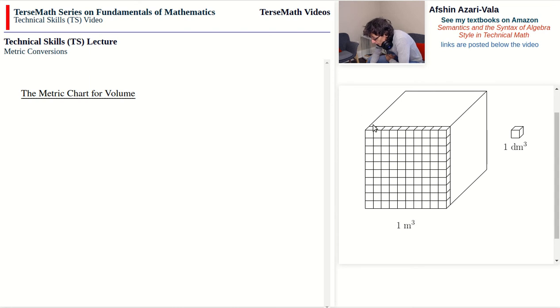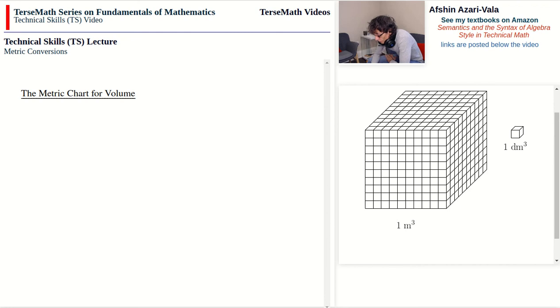And because depth-wise this is also 1 meter, we can divide it into 10 decimeters. Now each of these slices has 100 cubes in it. So there are 100 cubes here, and then there are 10 rows, and the total becomes 1,000. So 1,000 of these small cubes fit into the large cube, and that means that 1 cubic meter is equal to 1,000 cubic decimeters.